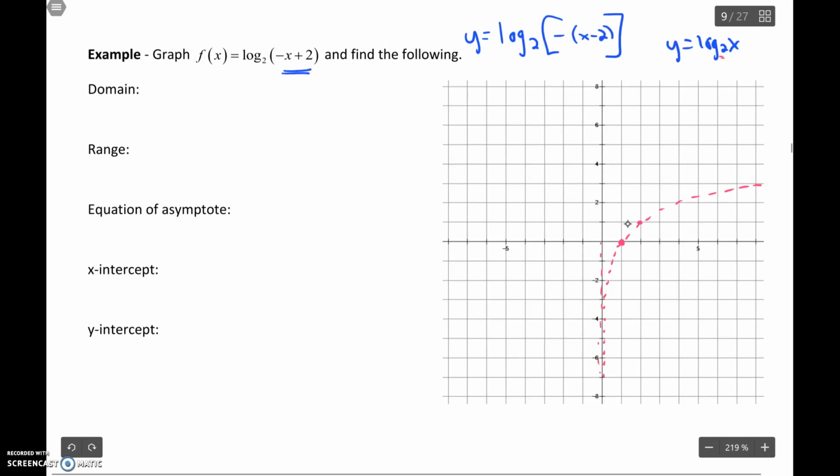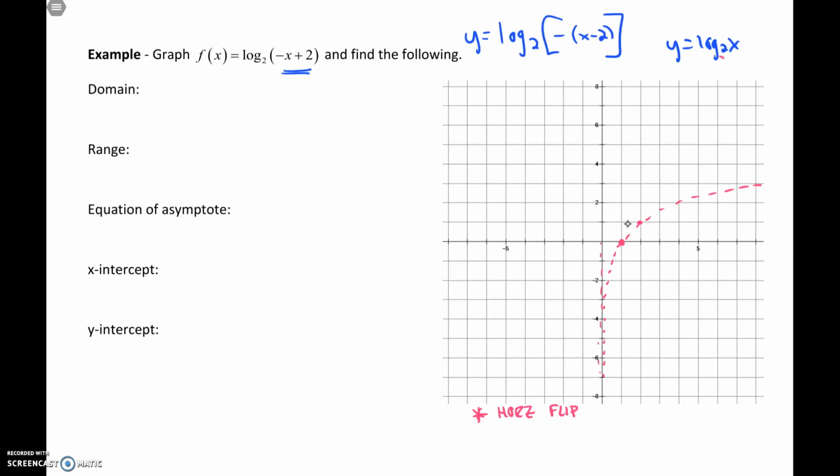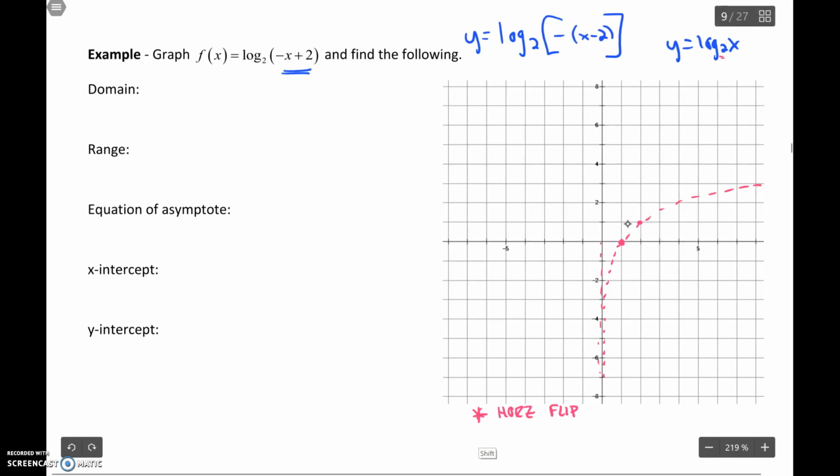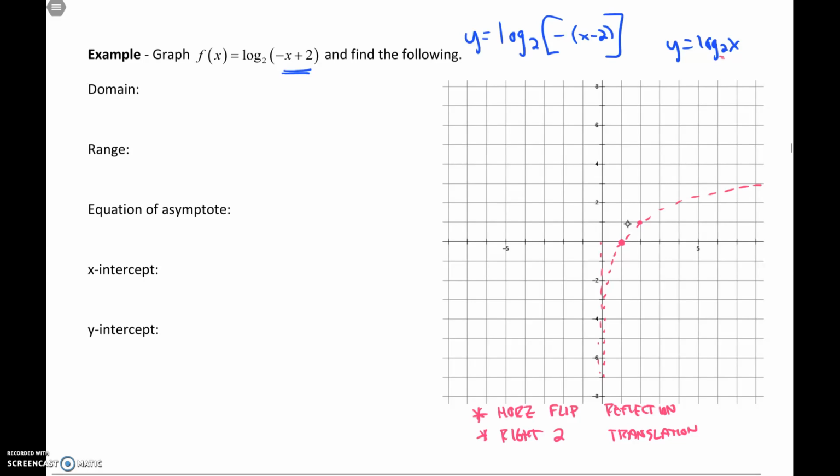Now let's identify the transformations. A negative on the inside, that is a horizontal change because it's on the inside, and it's a reflection or a flip because it's multiplying by a negative. Subtract 2 on the inside. Normally I would say that's a shift to the left 2, but things are backwards on the inside, so that's going to be to the right 2. So this is a reflection, and this is a translation or a shift. And the way we studied in class, we always have to do the flips first.